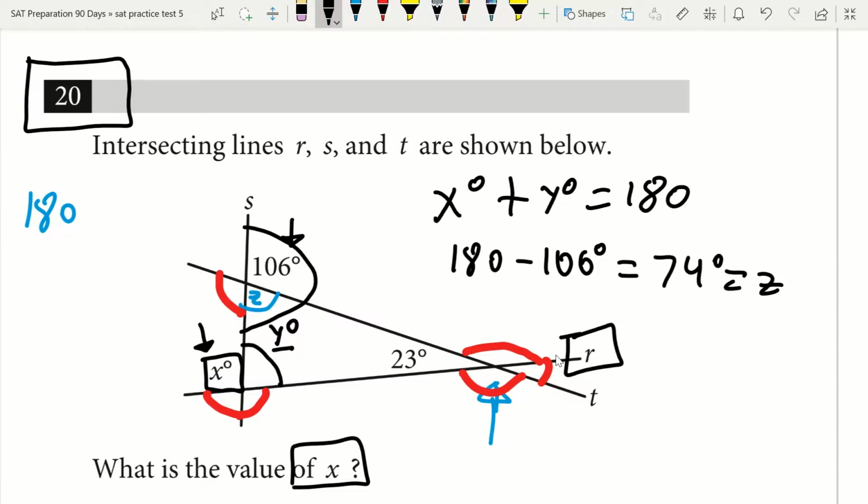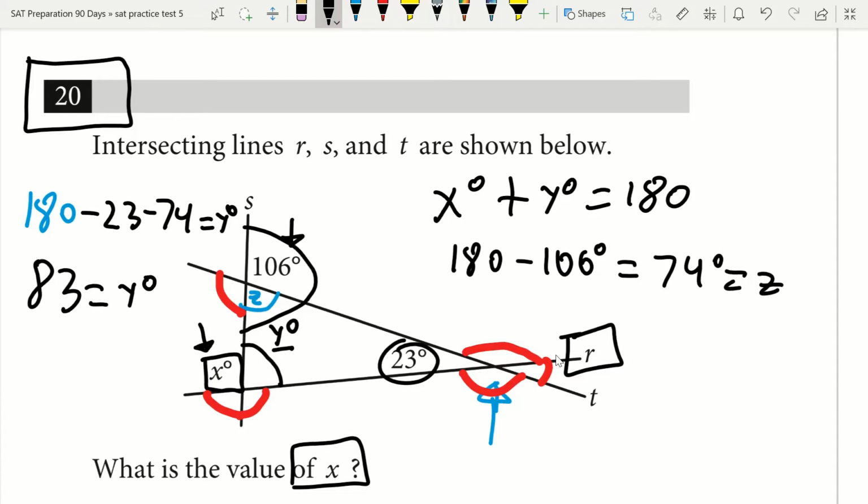Now we've solved for angle z. We know angle z plus this 23 degrees subtracted from 180 is going to give us angle y. So we do 180 minus that 23 degrees, then minus that 74 degrees, and that's going to give us angle y. We can do this in our heads. 74 and 23 together are going to give us 97. 180 minus 97 is going to leave us with, I believe, 83. So 83 will equal our angle y.